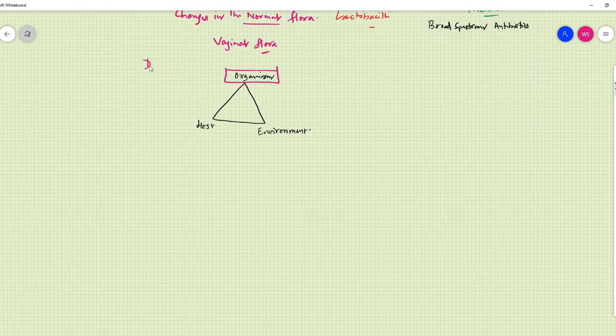Okay, so these are the drugs for UTI. This is an intervention targeted at the organism, at the level of the organism. We are not going to talk about what we can change in the host or in the environment. We are going to look only at how we can target the organism using drugs.